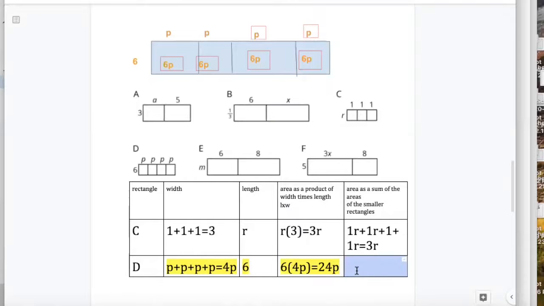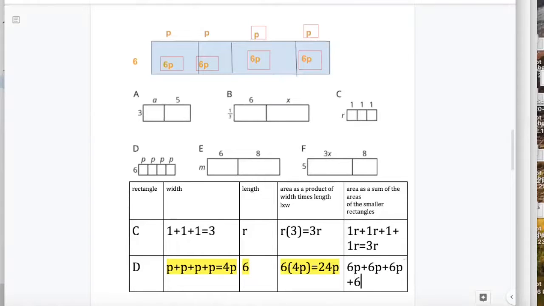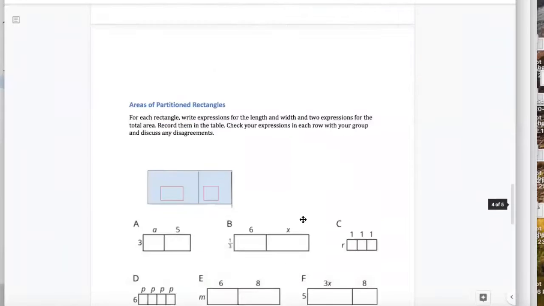And we're going to add all the areas together for each rectangle to represent this another way. That is 6P plus 6P plus 6P plus 6P. Altogether will give me 24P. I hope you understand this. It's a lot of fun. So let's scroll down to the next problem.